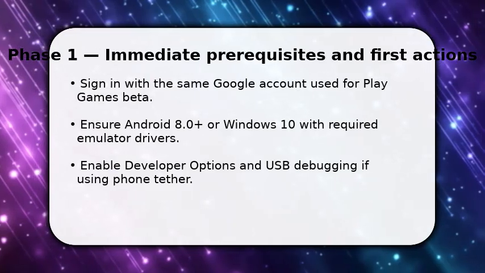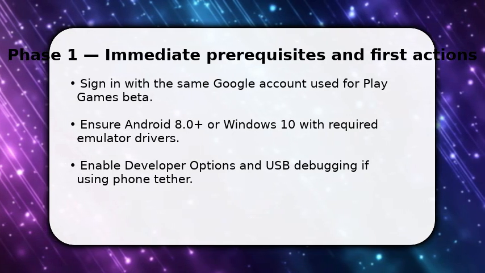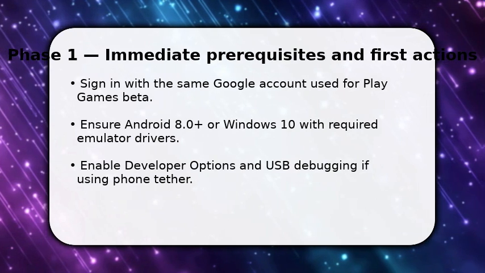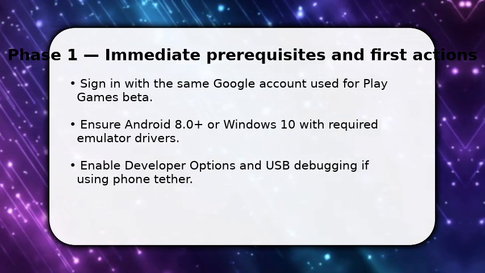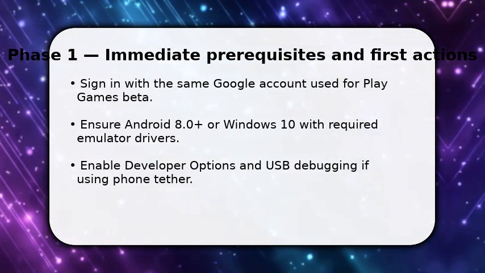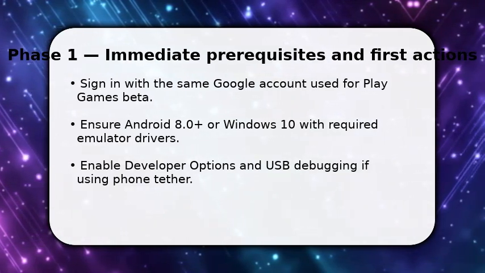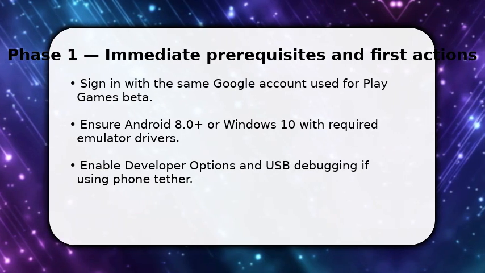You begin by confirming prerequisites. Sign into the same Google account enrolled in Play Games Beta and check Android 8.0 or compatible Windows environment. Once done, enable developer options and USB debugging if you plan to tether a phone for testing.